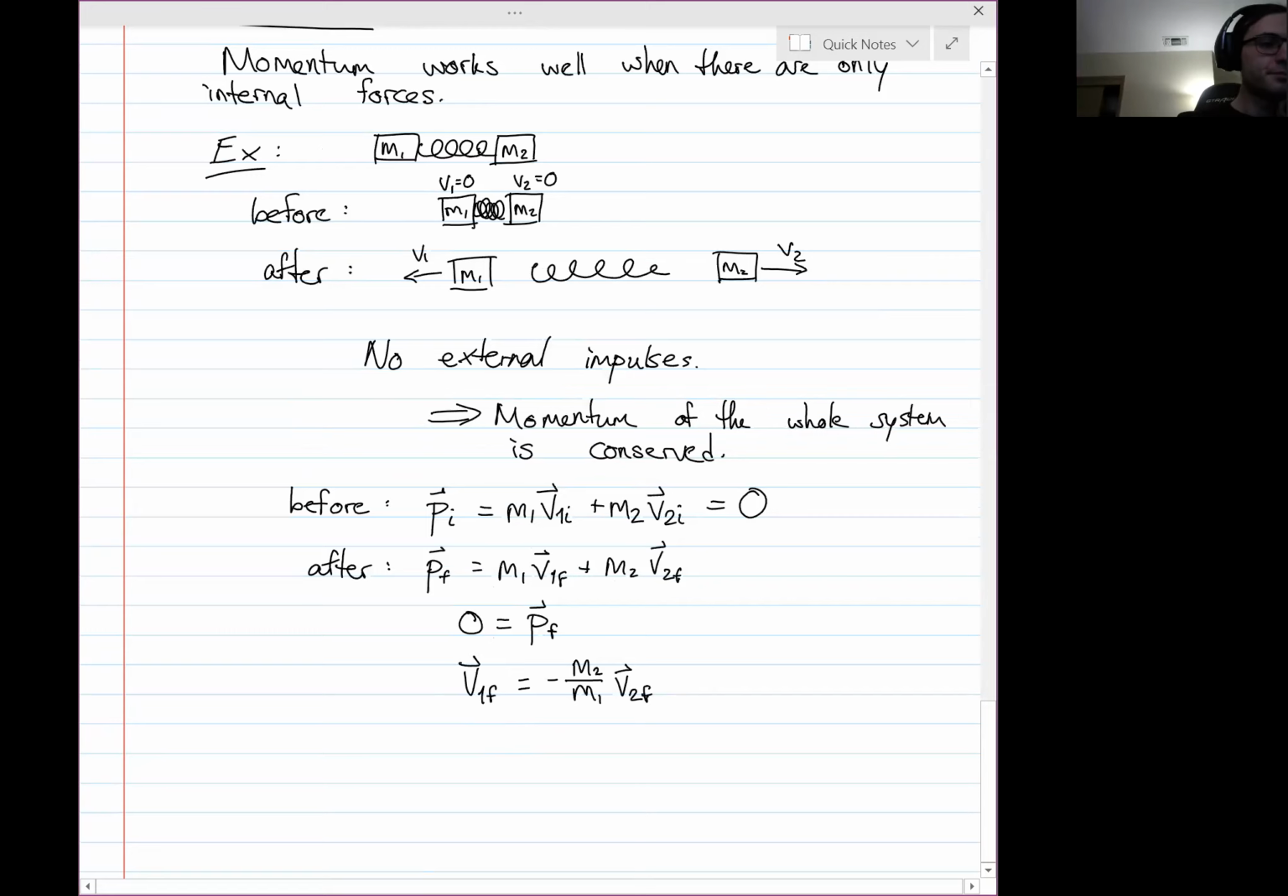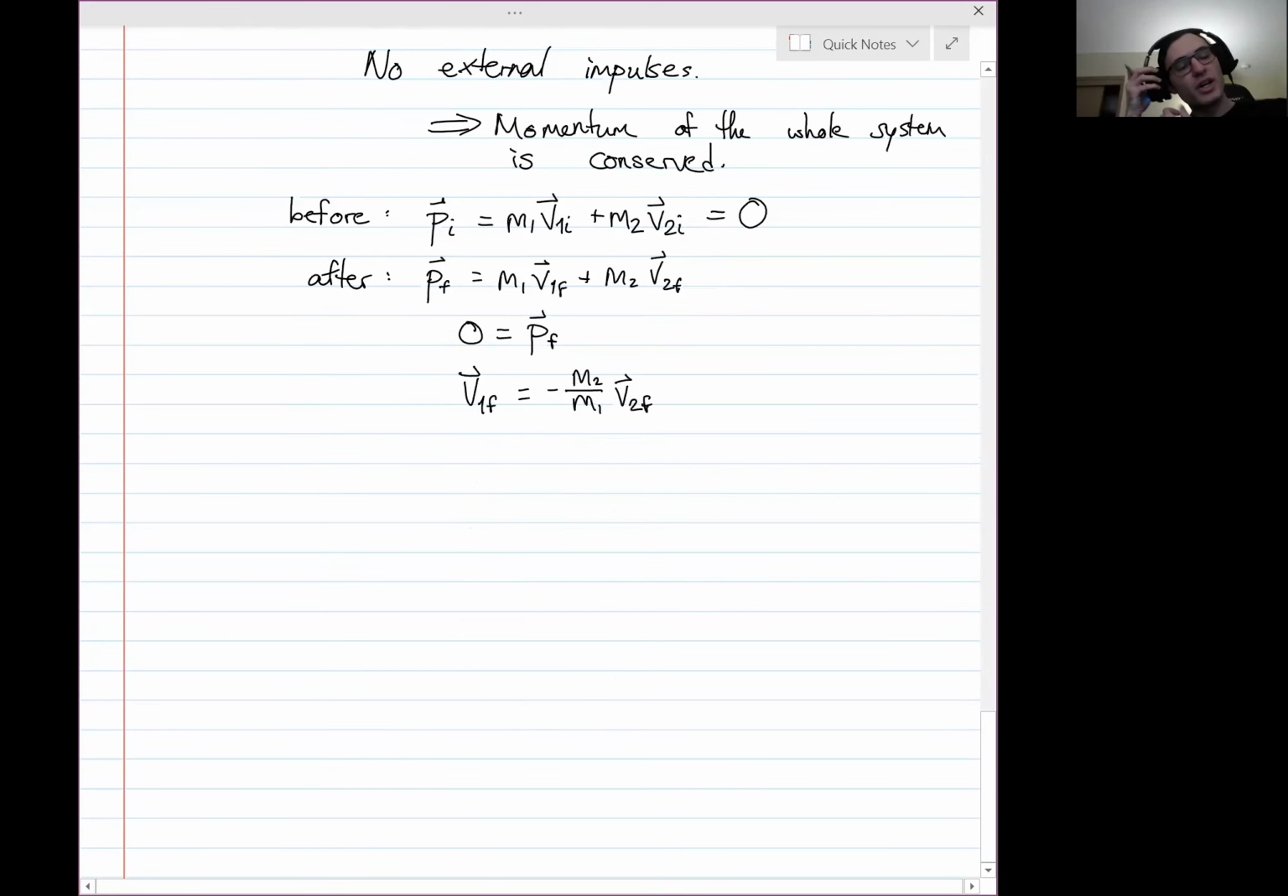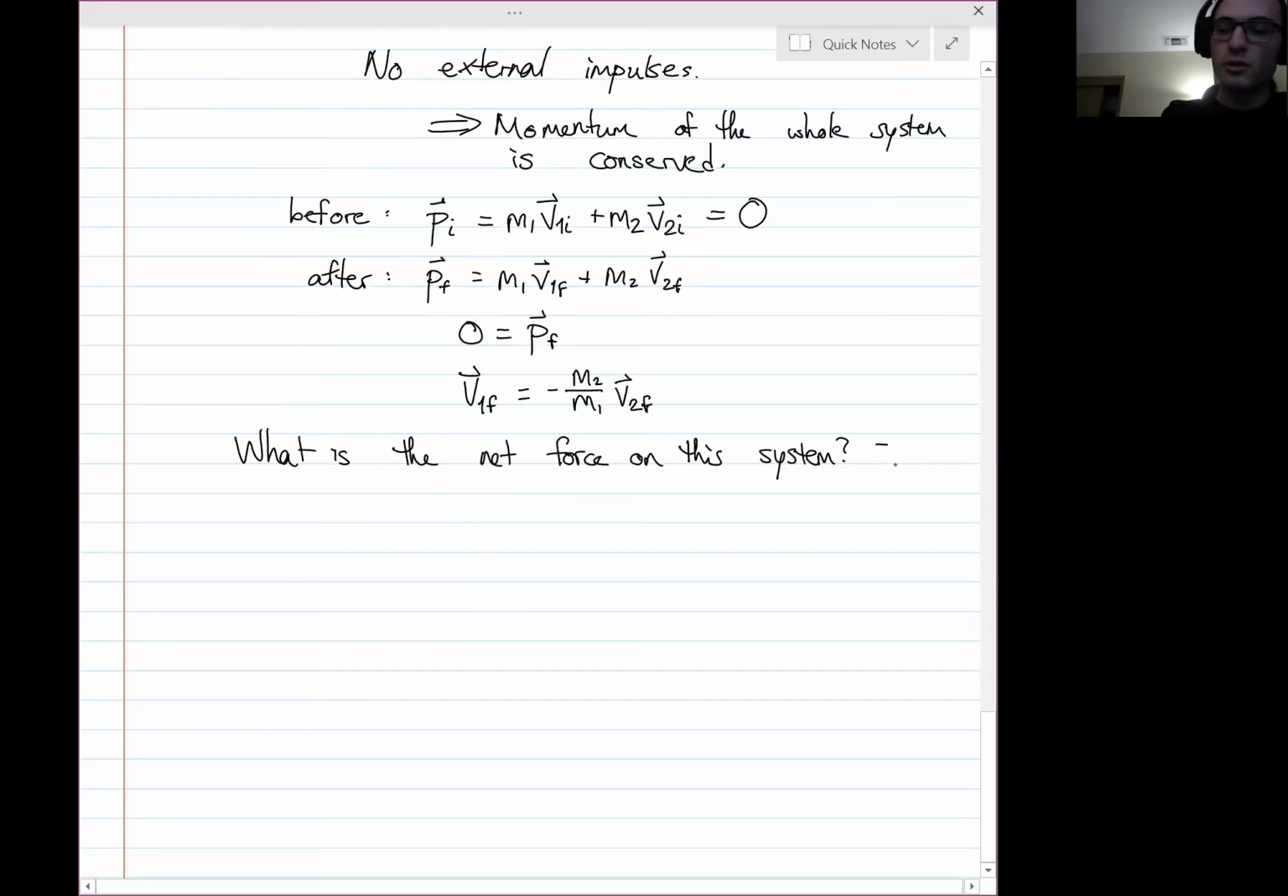Now, recall that momentum conservation comes about thanks to Newton's laws, right? It basically comes from Newton's second law. And so let's return to Newton's second law and consider these two blocks as a single system. So what is the net force on the system? Well, there are no external forces, so it's 0, precisely. So systems with 0 net force, we know that they experience 0 acceleration. The system experiences 0 acceleration.